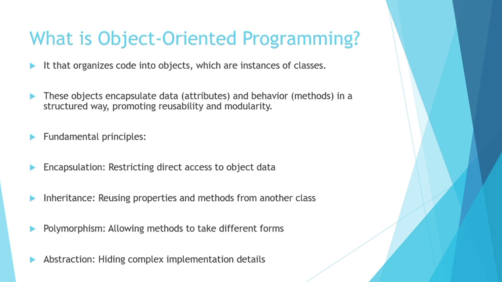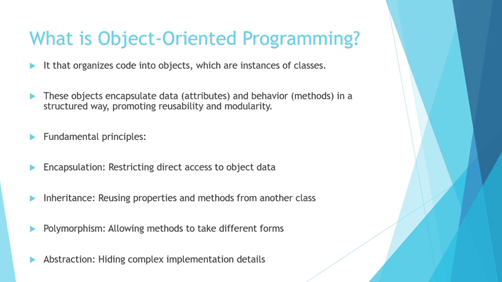Polymorphism enhances flexibility by allowing methods to take different forms. This means a single method name can have multiple implementations, depending on the object that invokes it. Polymorphism can be achieved through method overriding, where a subclass provides a specific implementation of a method already defined in the parent class, or method overloading, where multiple methods with the same name accept different parameters. This enables developers to write generic code that can work with different object types, improving adaptability and reducing code duplication.